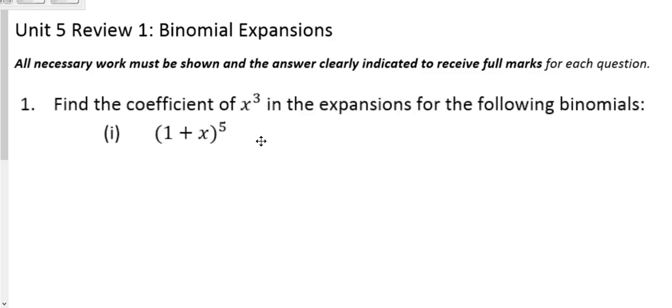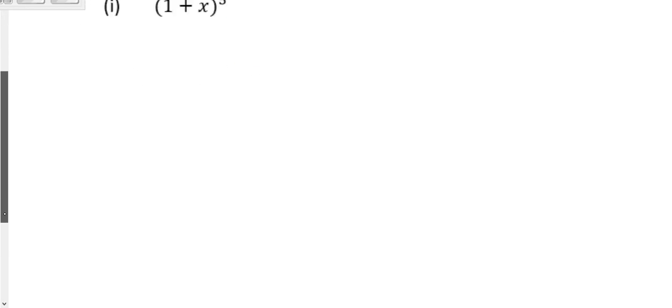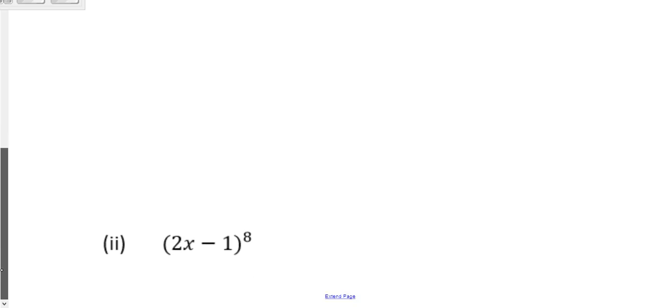We'll begin our review by looking at number 1. In this problem, you need to make sure and read what they want carefully. What they want is the coefficient, so the number in front of x cubed. So that's both for the first and second parts of number 1.